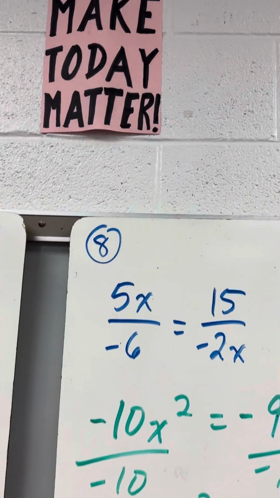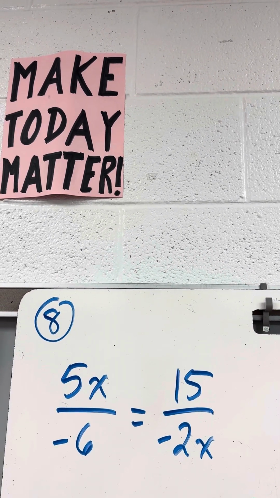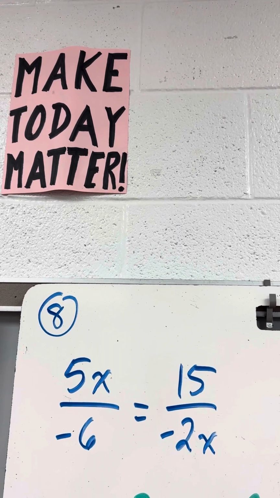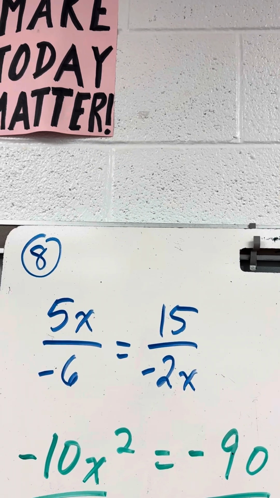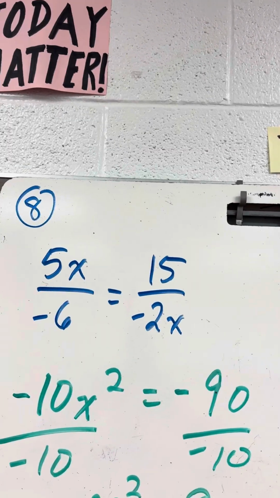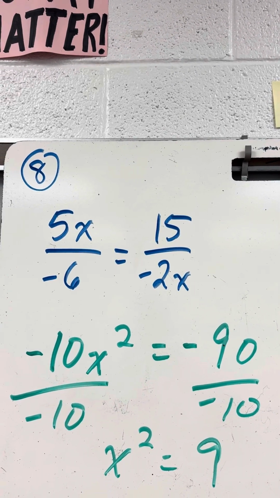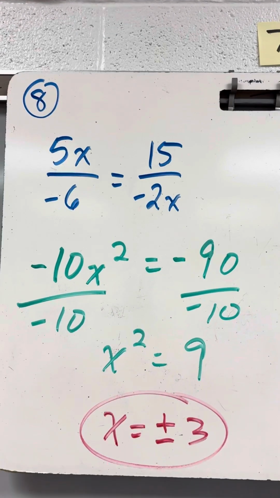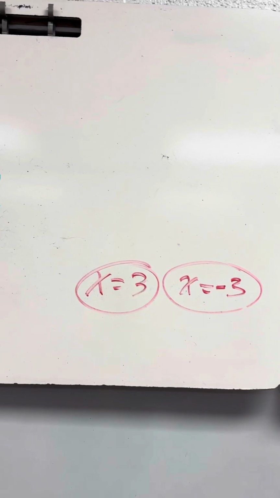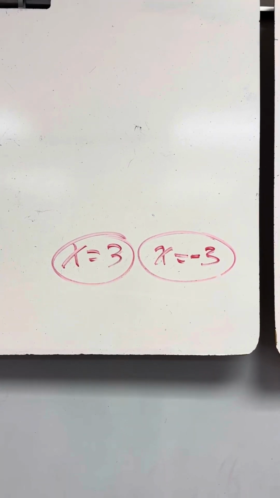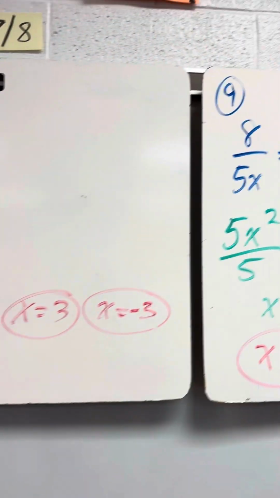But over here, I'm going to do 5x times negative 2x makes negative 10x squared. And then negative 6 times 15 makes negative 90. Divide both sides by negative 10, and I get x squared equals 9. Take the square root, and I get x equals positive or negative 3. You might have to enter your answer as x equals 3 and x equals negative 3. Might have to put two answers, okay?